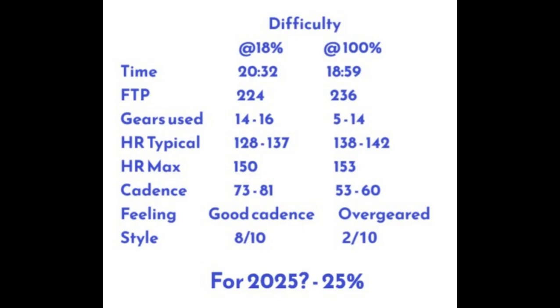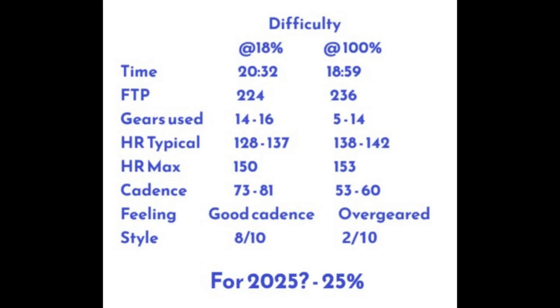Typical heart rate up the climb for the lower difficulty was about 10 beats per minute lower. So it was 128 to 137 for most of the climb, maxing out at 150. Whereas with the difficulty at 100 or maximum, the heart rate was about 10 beats per minute higher, 138 to 142, with a maximum of 153. Cadence. The low difficulty, 73 to 81 revs per minute, and 53 to 60 for the high resistance setting. That's totally my fault. I should have used gear 4 or even 3.